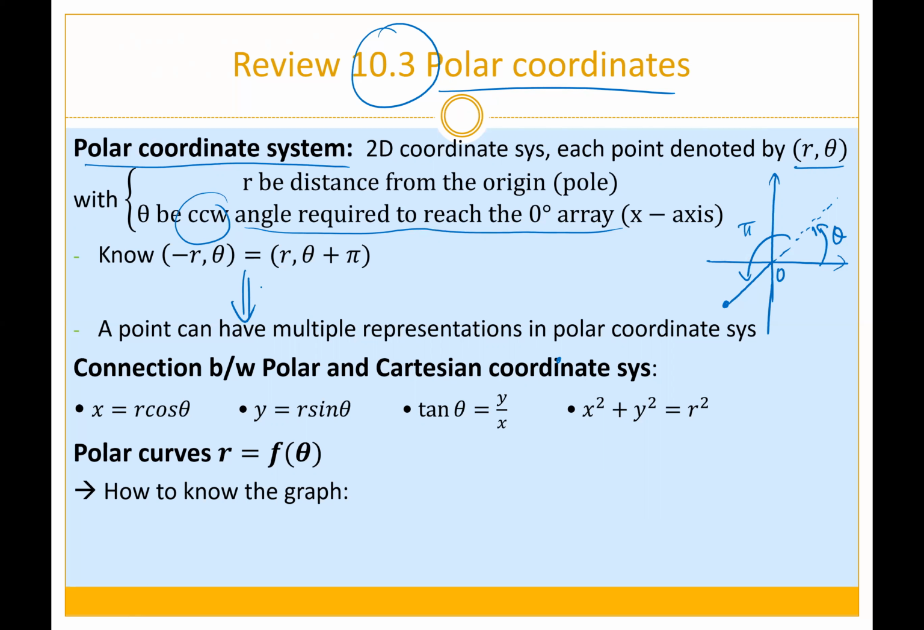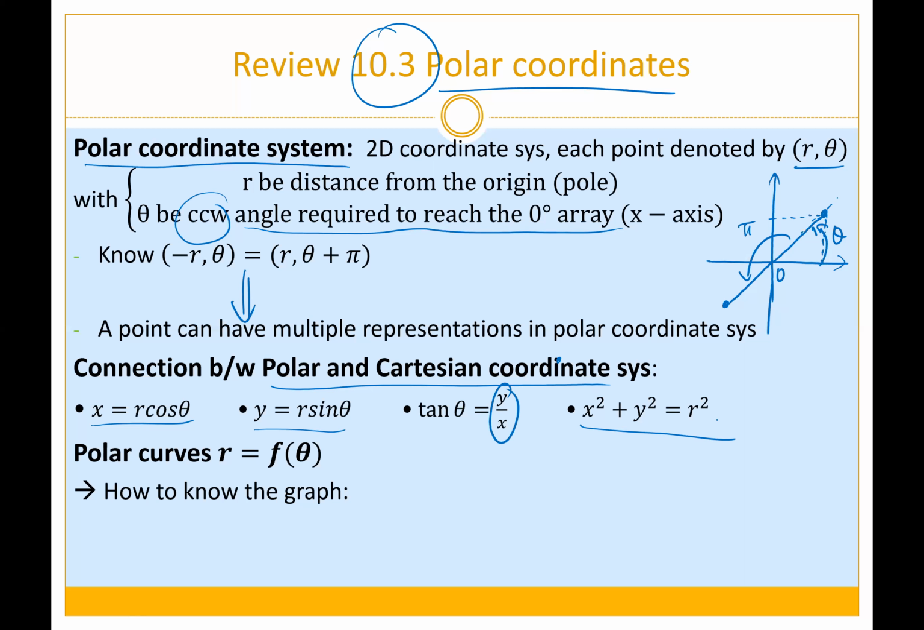There's also something relating the polar and Cartesian systems: x is r cosine theta, y is r sine theta. This is because when you draw the graph, say you have this line, x is clearly r multiplied by cosine, and y is r multiplied by sine. Tangent theta is just y over x, that's sine over cosine. And then x squared plus y squared equals r squared.